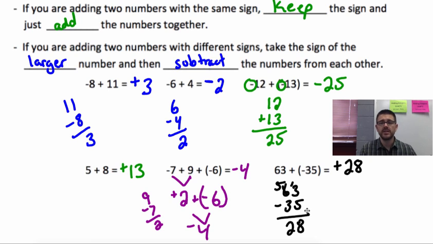So same signs, add them together and keep the sign. If they have different signs, they're battling, the positives versus the negatives. Decide which team has more players, which number is bigger. That's going to be the sign. And then you subtract the two numbers to find the difference between the two.